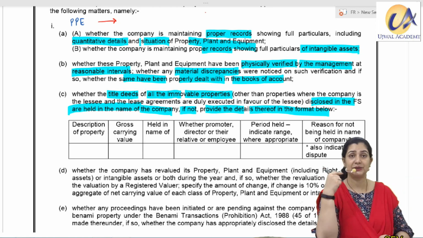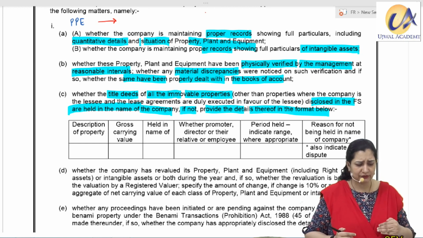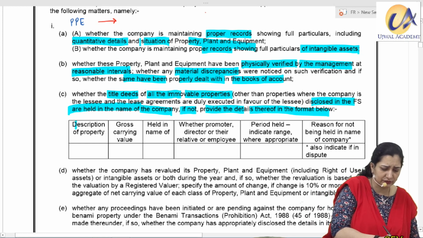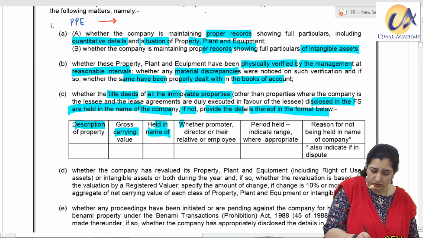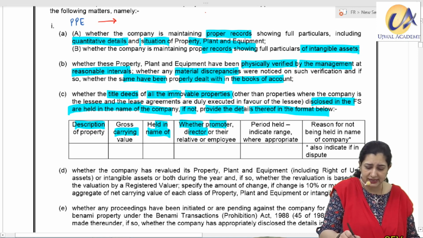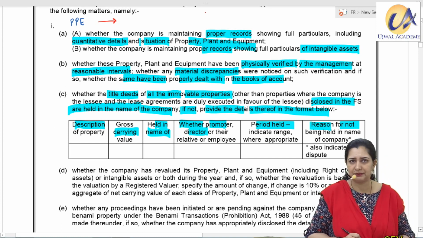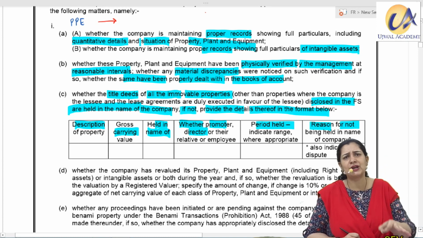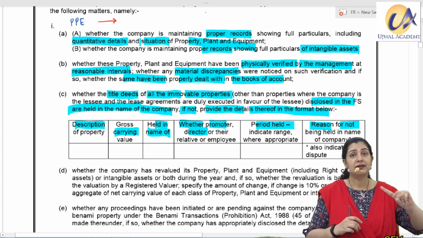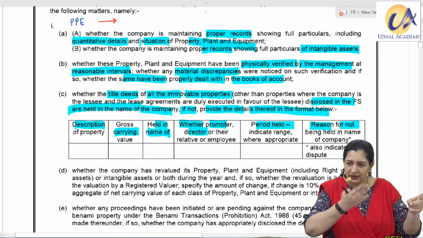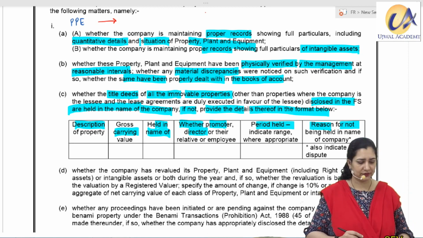Simple. So this point deals with title deeds. If it is not in the name of the company, what will you do? You'll give the description of the property, the amount, whose name it is held in, whether it is a promoter, director, or a relative, the period it is held for, and the reason it is not held in the name of the company. Same requirements you have for Schedule 3 also. But the difference is that in Schedule 3, the company has to disclose in the notes to accounts. In CARO, the auditor has to report about this. This is my third point.